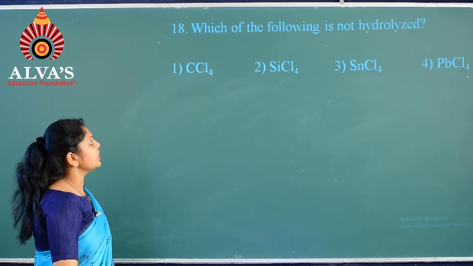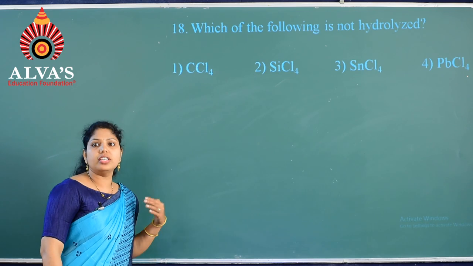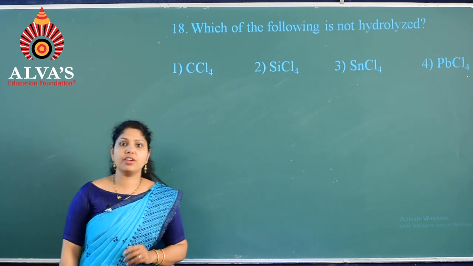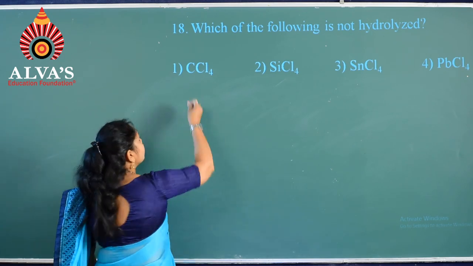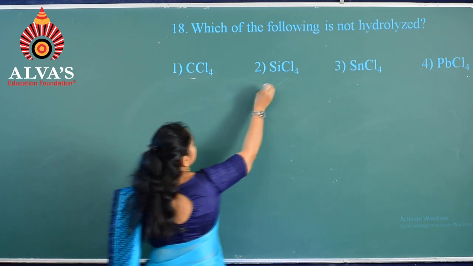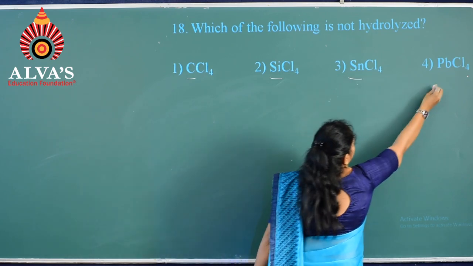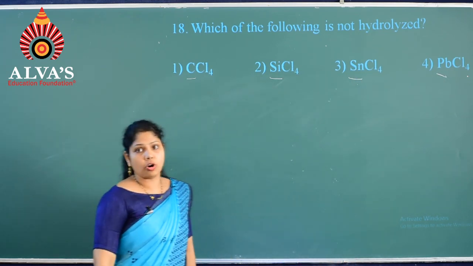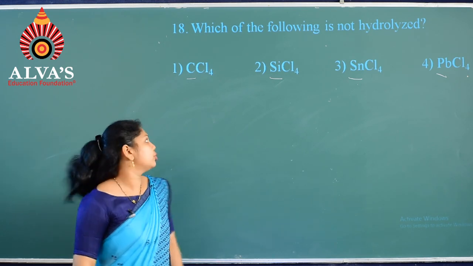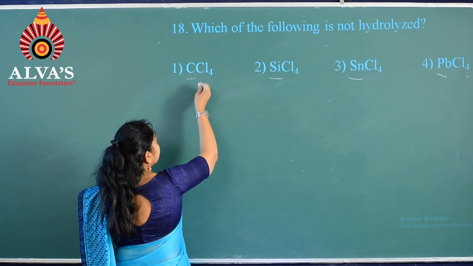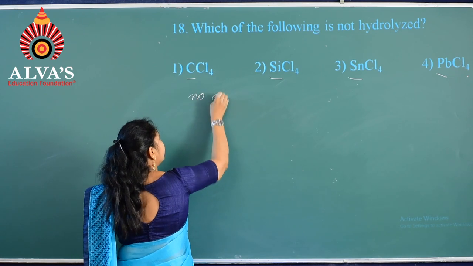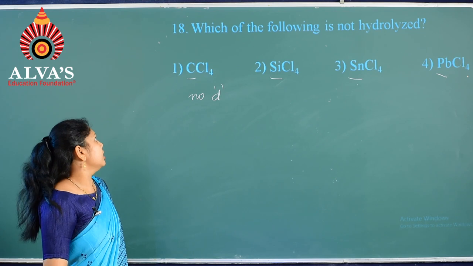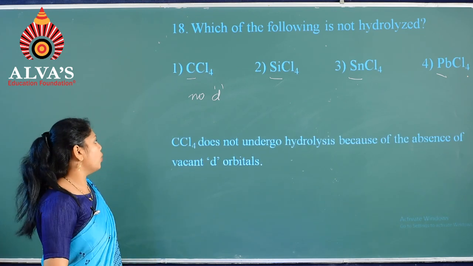Question number 18. Which of the following is not hydrolyzed? In the previous question we have already discussed that for hydrolysis we require a vacant d orbital. If you observe here, the central atoms are carbon, silicon, tin and lead. Silicon, tin and lead have vacant d orbitals, hence these are easily hydrolyzed, whereas carbon has no vacant d orbital, hence it is not hydrolyzed. Hence the option is 1.